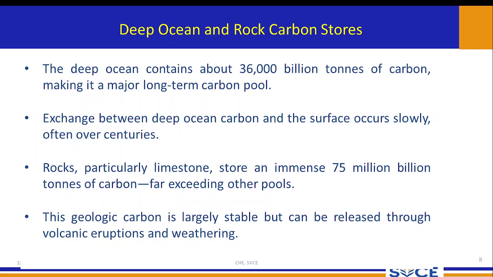Okay, for exceeding the other pools. Which has the highest carbon: rock, soil, plants, animals, or humans? The rock has a million billion tons of carbon, far exceeding the other pools. Underline the words "far exceeding the other pools." This geological carbon is largely stable but can be released through volcanic eruptions and weathering.